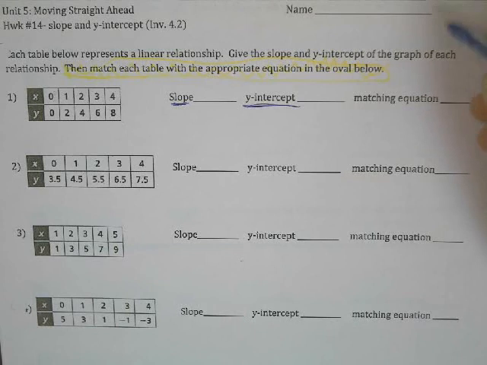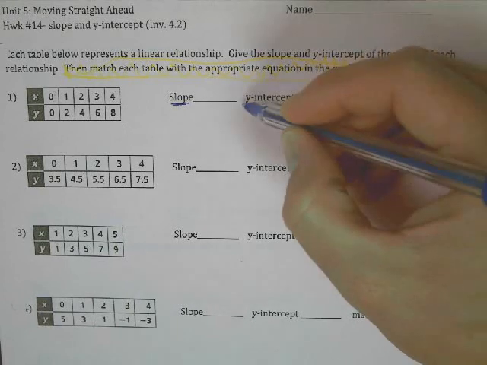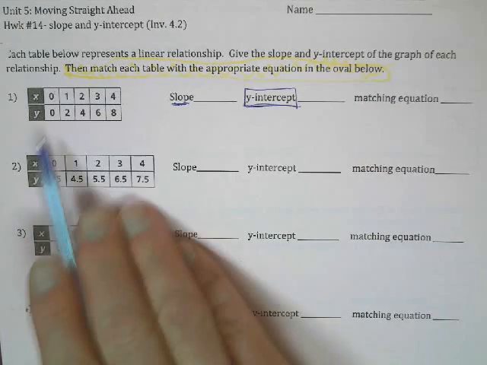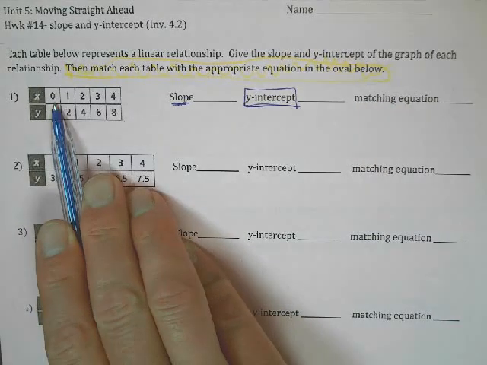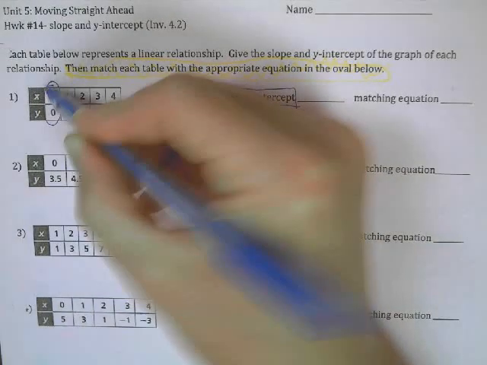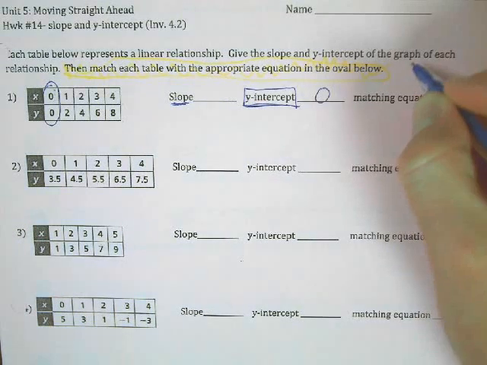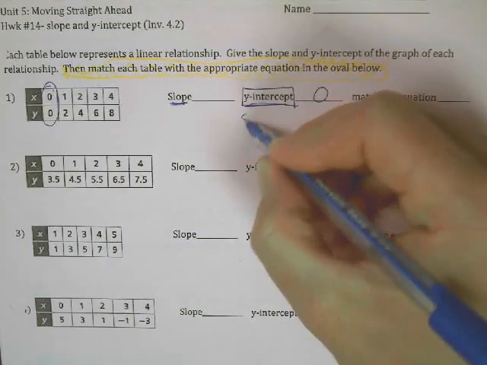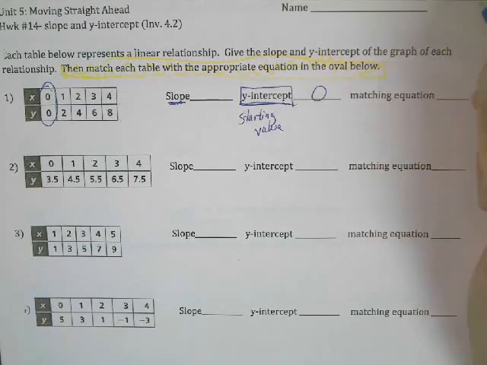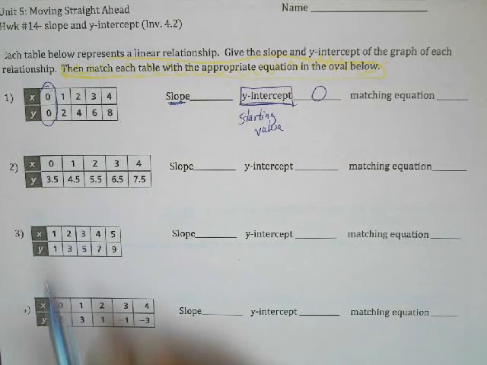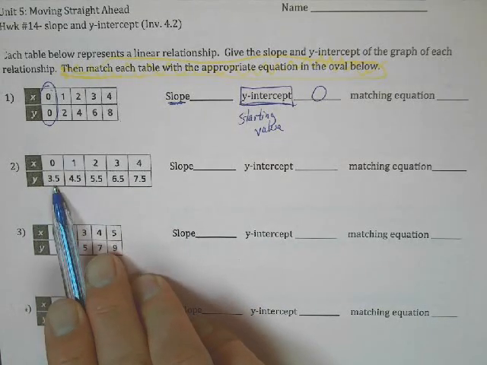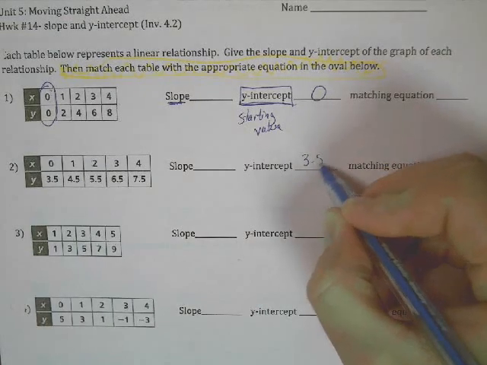So the first thing we want to do, I think the easiest thing to find usually is the y-intercept, and that's just simply whatever your y value is when x is 0. So in this case, my y-intercept is just 0. That's my starting value. It's another thing that we call that. Looking at maybe this guy, the y-intercept here when x is 0 is going to be 3.5.